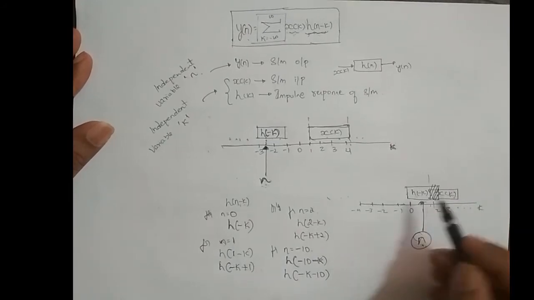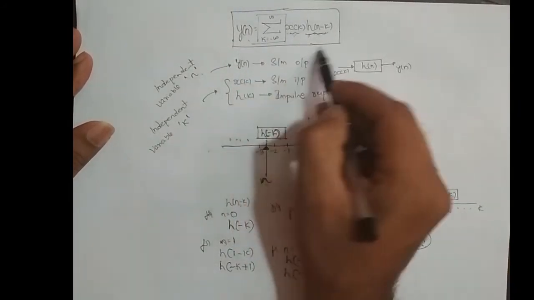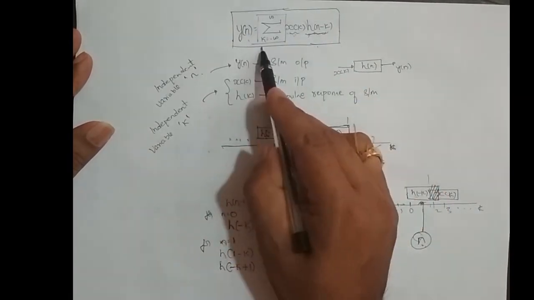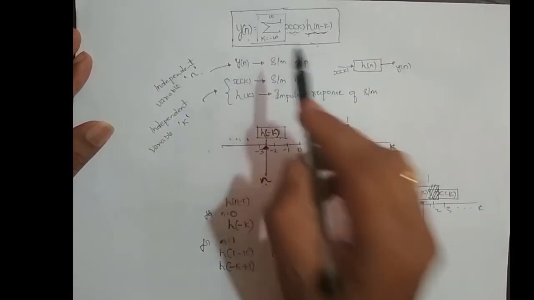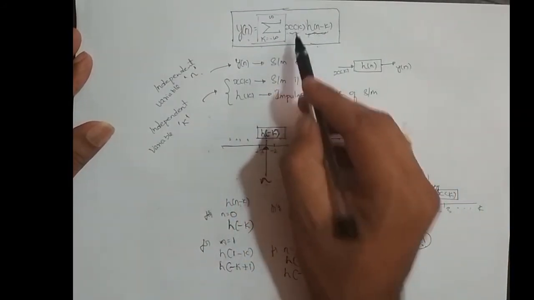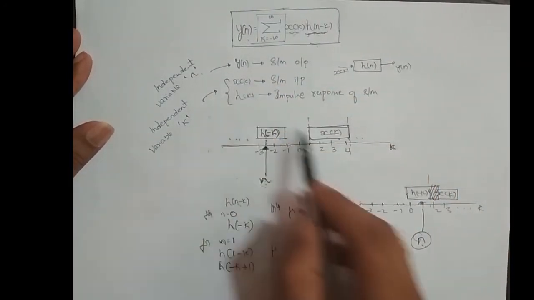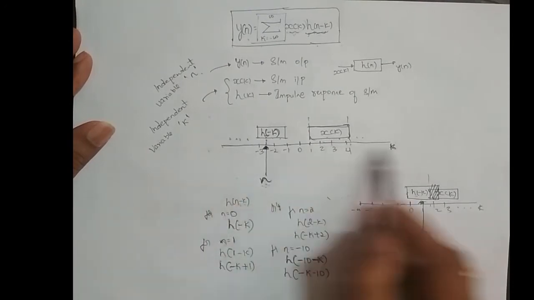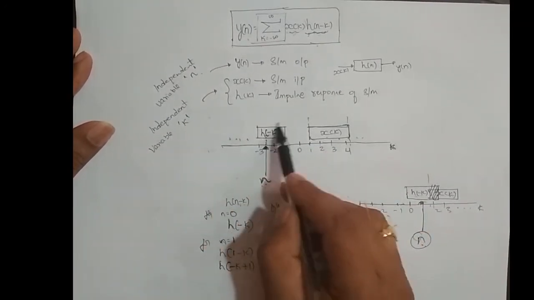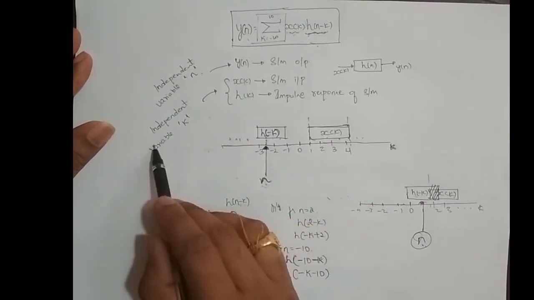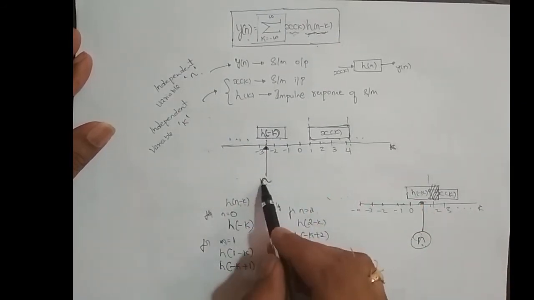Let me just summarize it. Okay, this is the output of a LTI system. This equation is called the convolution sum. Fine. We have two sequences, x of k and h of k. x of k does not move, it remains in the k axis. It does not have the liberty to move, whereas h of minus k has the liberty to move for k varying from minus infinity to plus infinity depending upon the value of n.